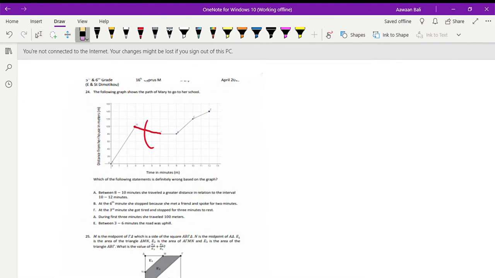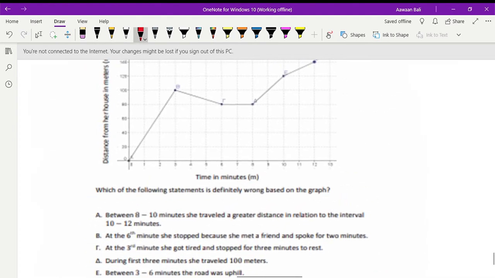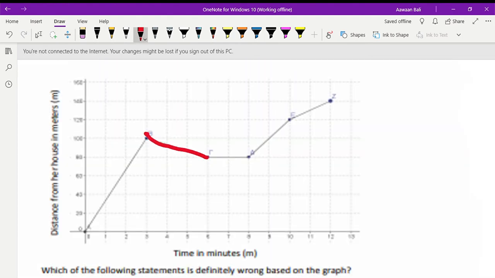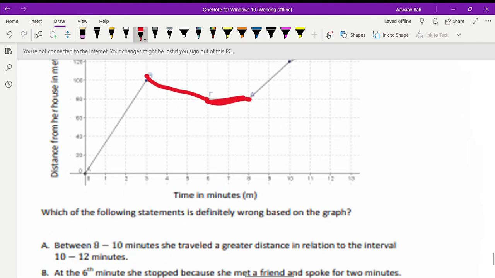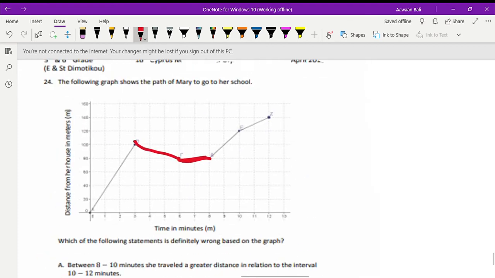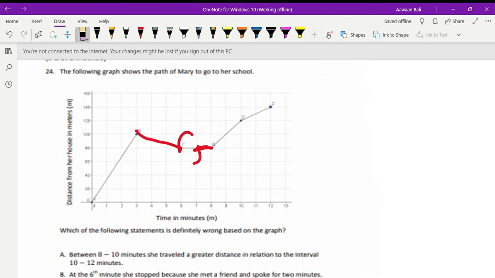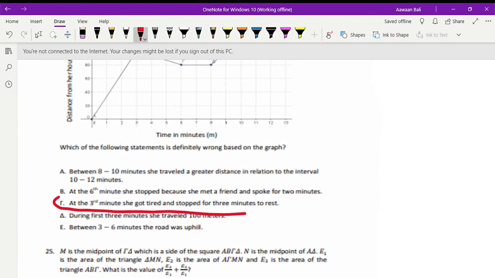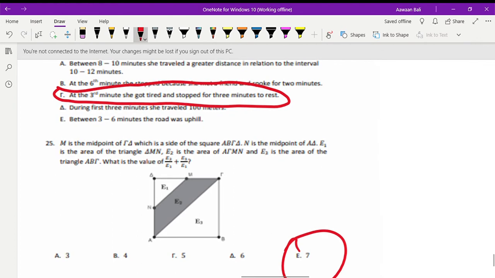Also, it's kind of in a way in the story. I'll just mention this. Like after she went uphill, she got tired. It says she got tired, I think. Wait, she didn't get tired. Okay, so that wasn't in the story. Anyways, she might have got tired and then started to speak with a friend, and then she became faster. But I don't know, it just popped in my mind. But anyways, yes, the answer is Rama. At the 3rd minute, she got tired and stopped for 3 minutes to rest.